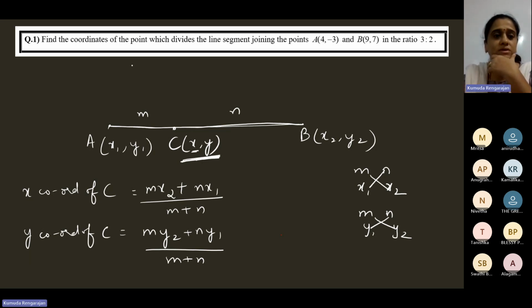Okay, answer the first question. Find the coordinates of the point which divides the line segment joining the points A and B in the ratio 3:2. Work that. So here we'll have to use a section formula because we'll have to find the coordinates of the point of division.